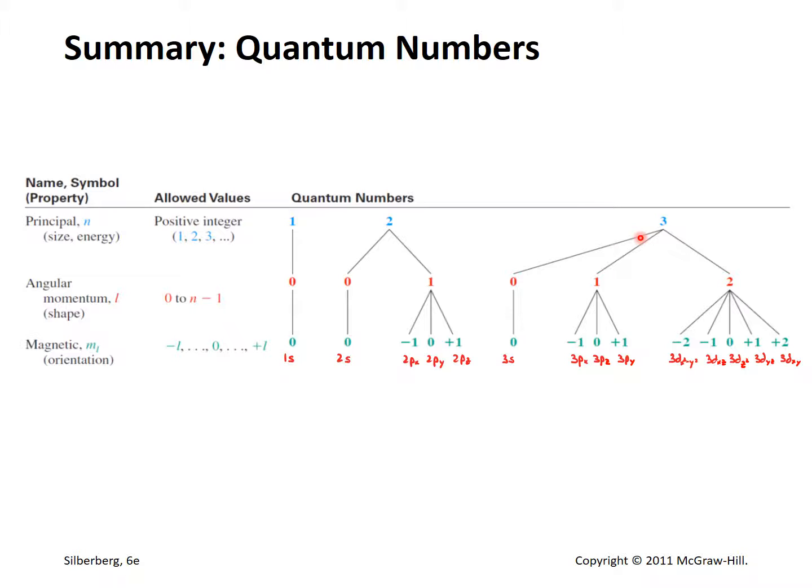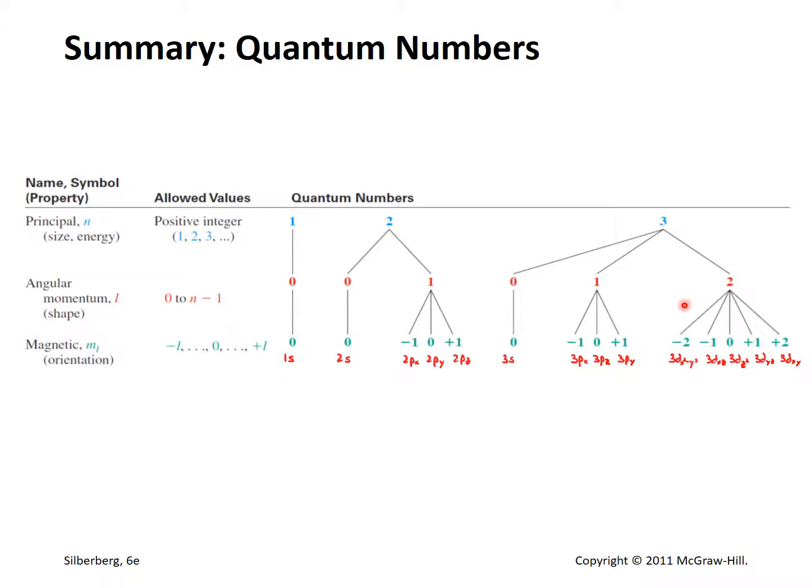When n equals 3, then the angular momentum quantum number L can be 0, 1, or plus 2. When L equals 0, ML must be 0, and this would correspond to the case of the 3s atomic orbital. When L equals 1, then ML must be negative 1, 0, or plus 1, which would correspond to the case of the 3px, 3pz, and 3py atomic orbitals.